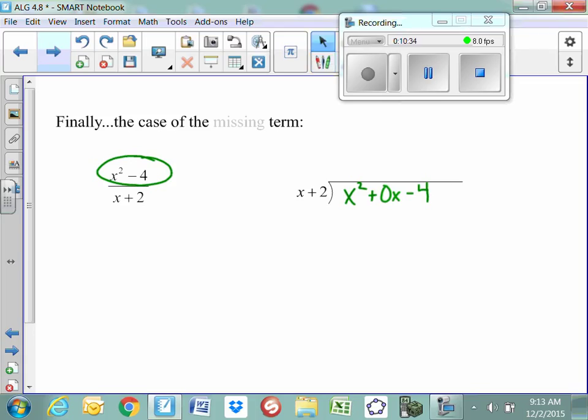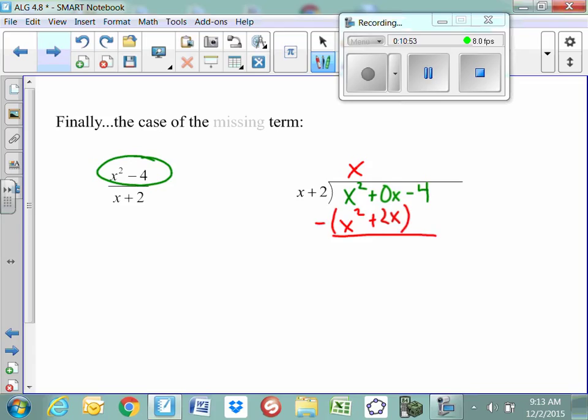Because what happens when I start? I ask the question, how many times does x go into x squared? It goes in x times. x times x is x squared. x times 2 is plus 2x. A lot of times, if they just have the minus 4 there, right above the plus 2x, people get confused. So it's just a nice thing to do.